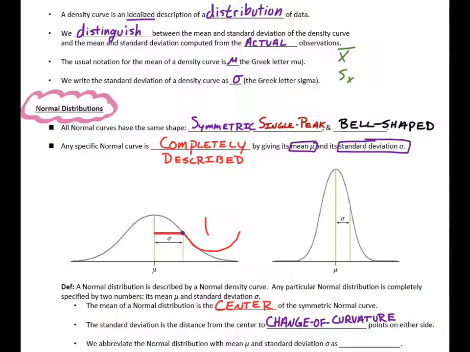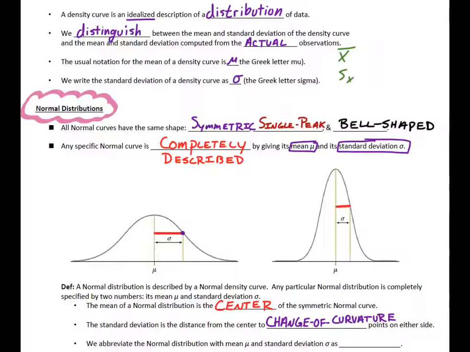So I can kind of just estimate where the standard deviation is if I can look closely and see when does it stop bending down in a frowny face and start bending up and out into a happy face. That's the change of curvature point. So let's see if I can draw down this other graph too here.